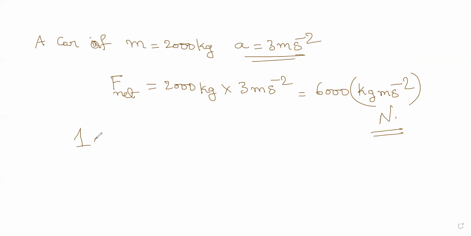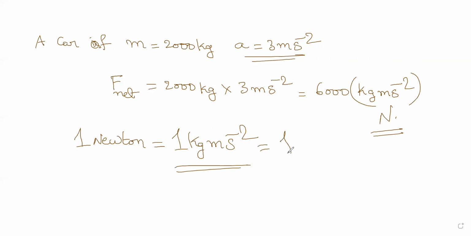1 Newton is the unit of force. 1 Newton is 1 kg meter second power minus 2. It is represented as N. That's the first part, and this is very simple. That is 6000 newtons. So a 6000 Newton force is applied on the car in order to make it move. That is the first part, to have an idea about the numbers.